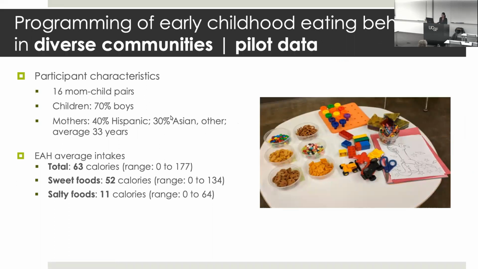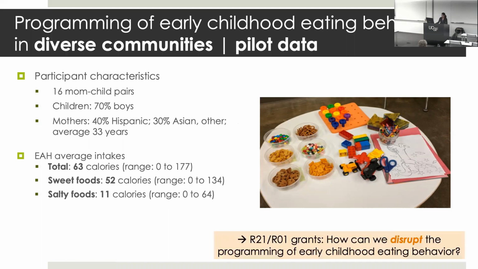This was a pilot study, so we just included 16 mother-child pairs. The average intake was a total of 63 calories. They ate more sweet foods than salty foods. But there was also a huge range from eating no snacks to a really large number of snacks. Okay, so we're looking forward to building on this work with more R21 or R01 grants to understand these processes.